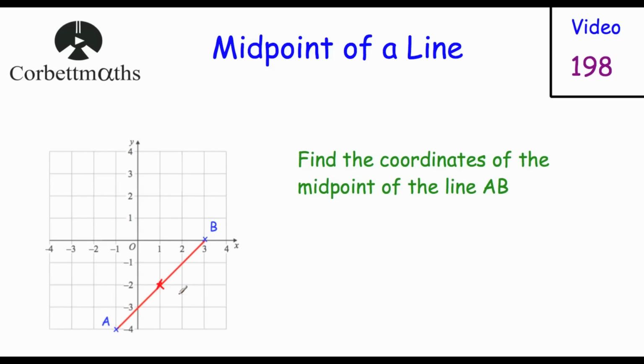So that means that the coordinates of the midpoint would be 1, minus 2, because it's 1 across, 2 down, so it's 1, minus 2. So that would be the midpoint of the line. So if you've got it on a grid, you can just sometimes spot it, but sometimes you're given the coordinates.